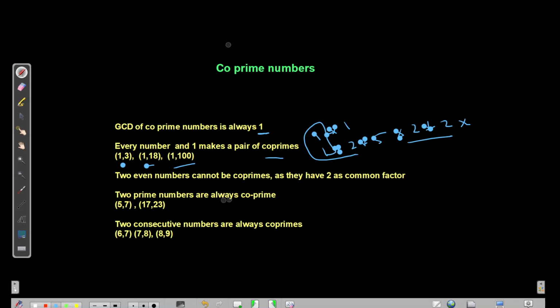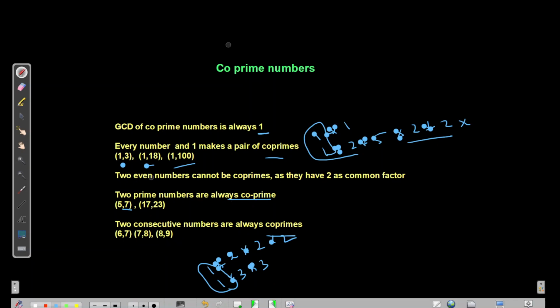Two prime numbers are always coprime, because a prime number has only itself and one as its factors, so any two prime numbers are coprime. And two consecutive numbers are always coprime. Take 6 and 7, and 7 and 8. For example, 8 is 1 into 2 into 2 into 2, and 9 is 1 into 3 into 3. There is no common factor other than 1. So two consecutive numbers are always coprime.